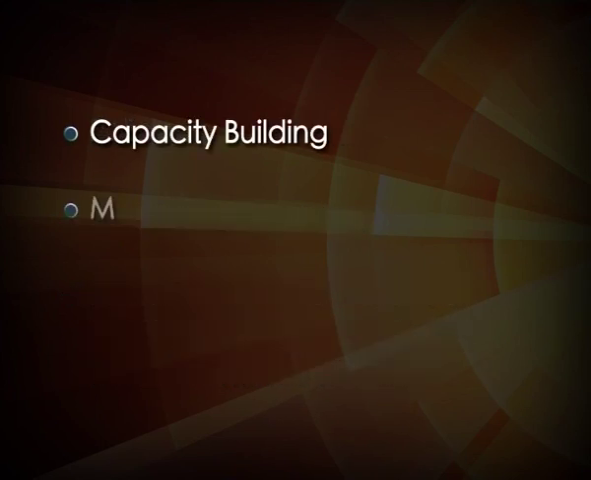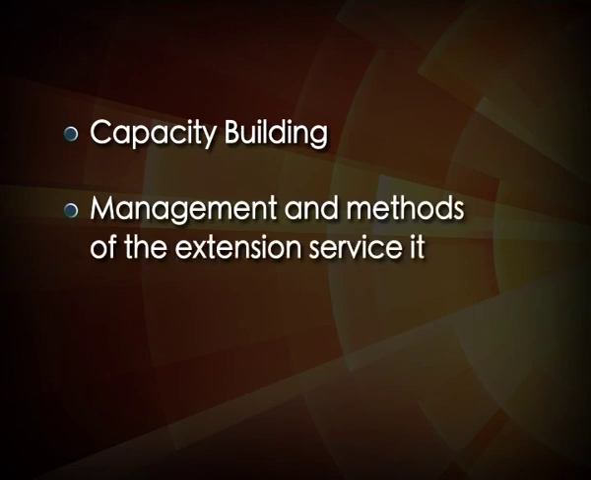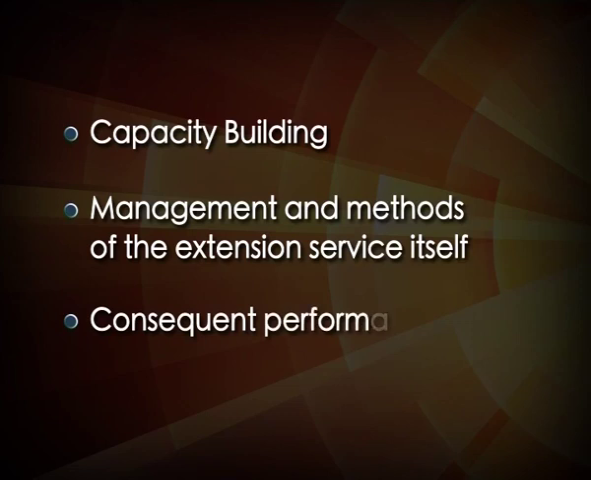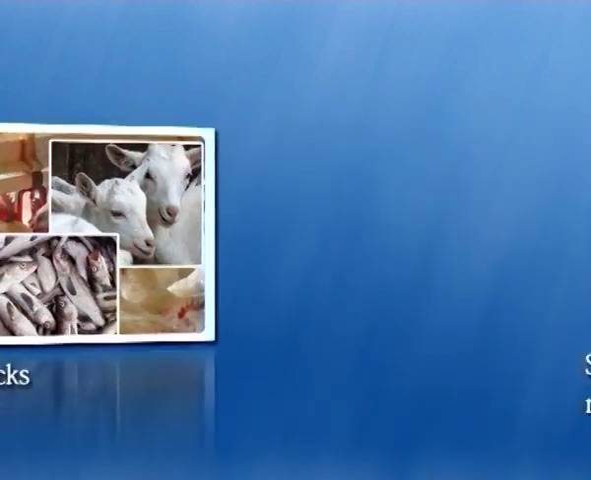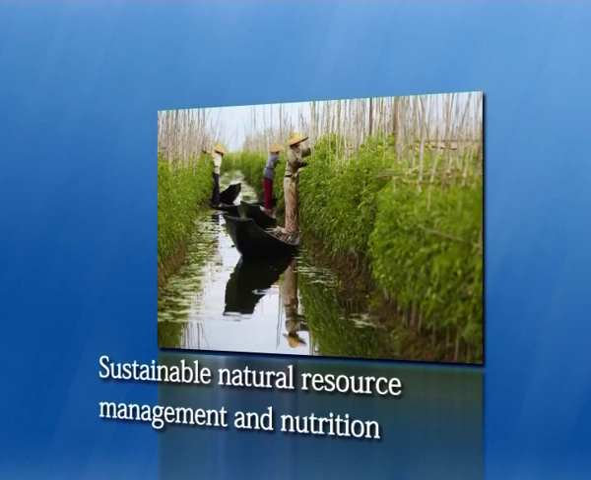Capacity building, management and methods of the extension service itself, and consequence, performance and impact. A holistic approach to agricultural extension today goes beyond technology transfer for major crop and livestock production systems. It also includes goals for human capital development in terms of enhancing management and technical skills of farm households relating to production phase and post-harvest situations, including high-yielding value crops, livestock, sustainable natural resource management, and nutrition.